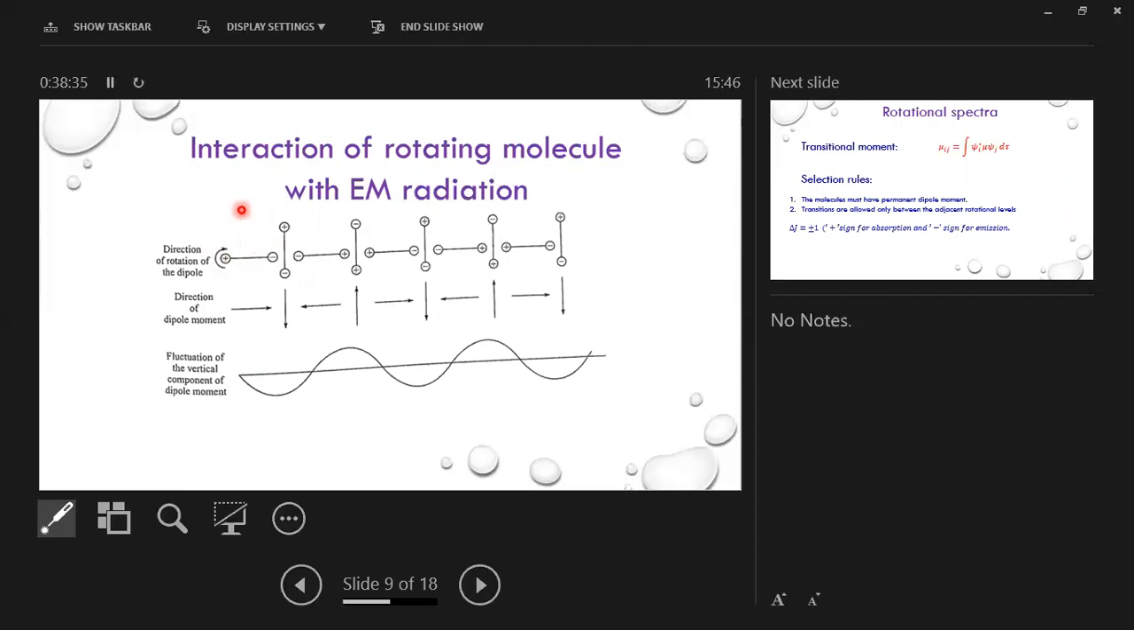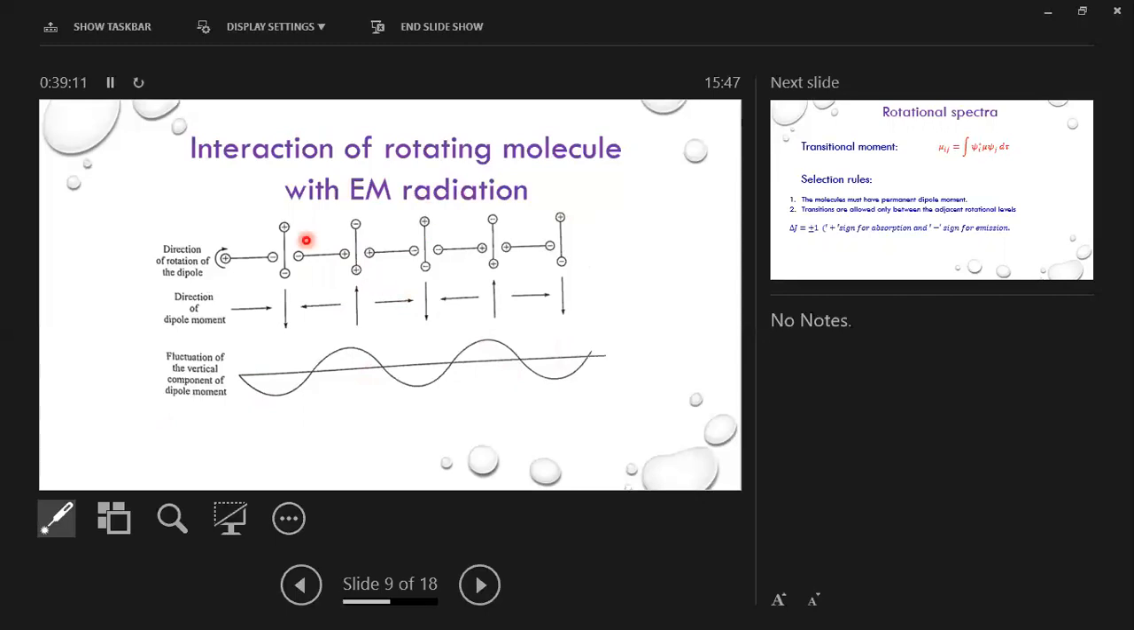Now, if the molecule rotates about an axis perpendicular to the bond and perpendicular to this screen, it will rotate clockwise. Now it will come to this position. The orientation of the dipole changes. Now it will again rotate, the direction of the dipole moment changes, and due to this dipolar oscillation, an electromagnetic field is generated, and this field will interact with the incident electromagnetic radiation. Okay, and that is how this rotation leads to the absorption of energy.